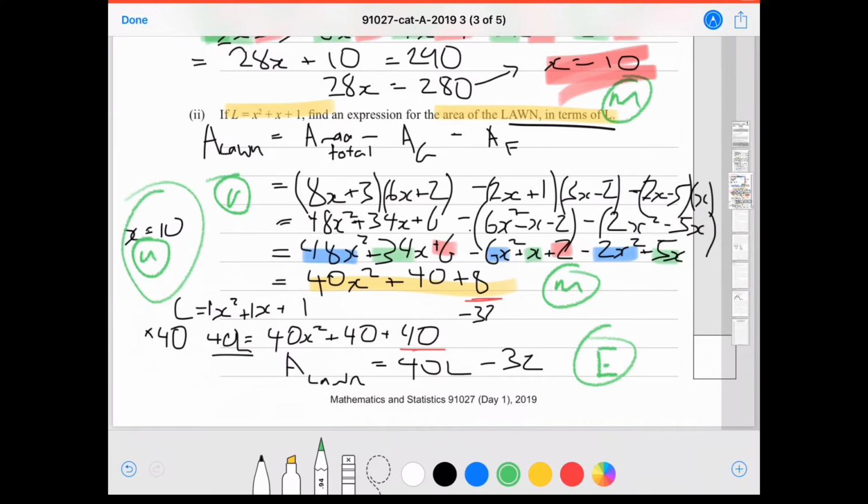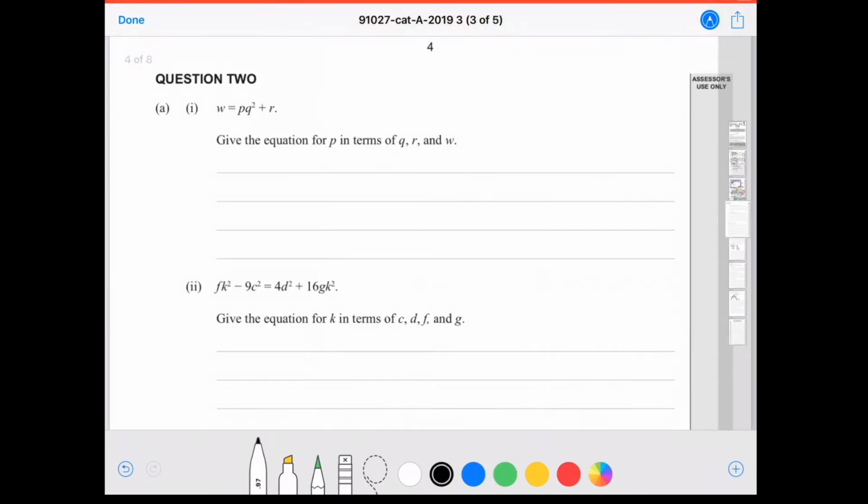But okay, that's us for question 1. Let's move to question 2. So question 2, A1, we've got this equation here. Give this equation for P in terms of Q, R, and W.